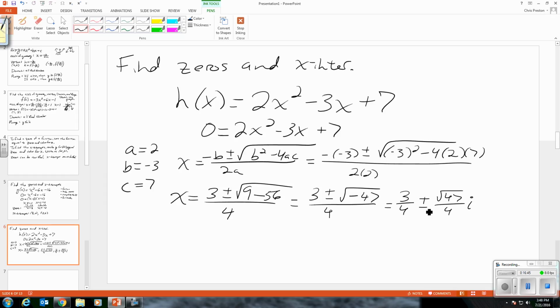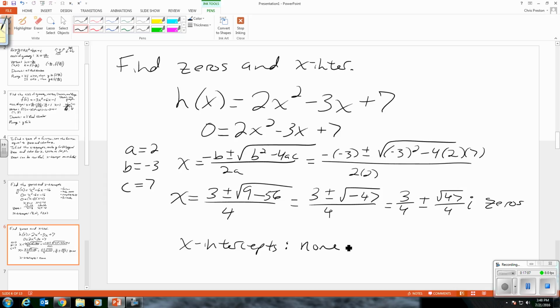Those are the zeros of my function. Zeros. And my x-intercepts are none. Don't have any. Because these are non-real zeros, I don't have any x-intercepts. I still have zeros, but I don't have x-intercepts.